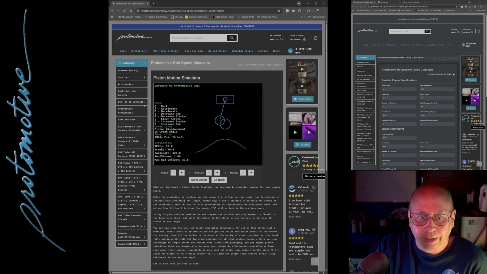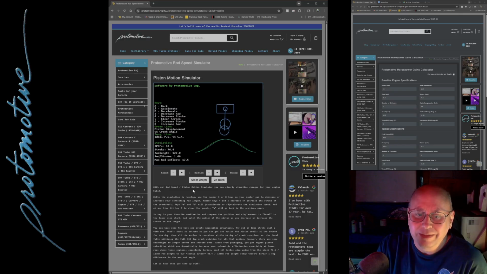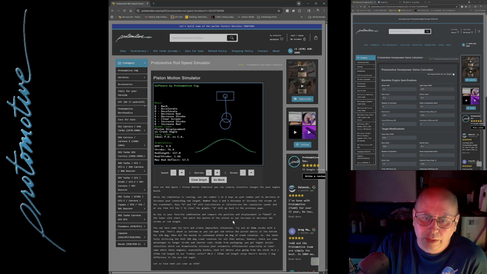And down here we've got with our Rod Speed / Piston Motion Simulator, you can clearly visualize changes for your engine build. While the simulation is running, I already went over this. It goes over all the keys. That's what this whole paragraph is. And then, so key in your favorite combination and compare the position and displacement to ideal in the lower sine chart. And watch the motion of the piston as you increase or decrease the stroke or rod length.